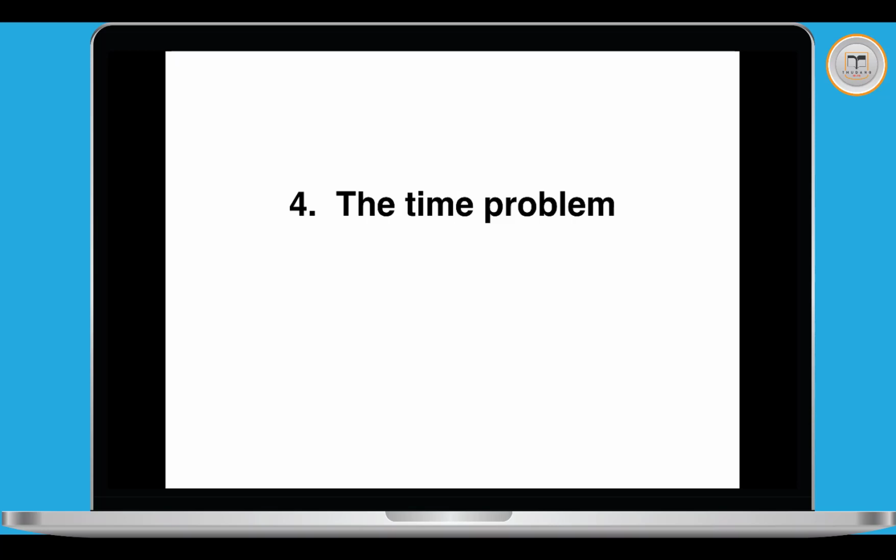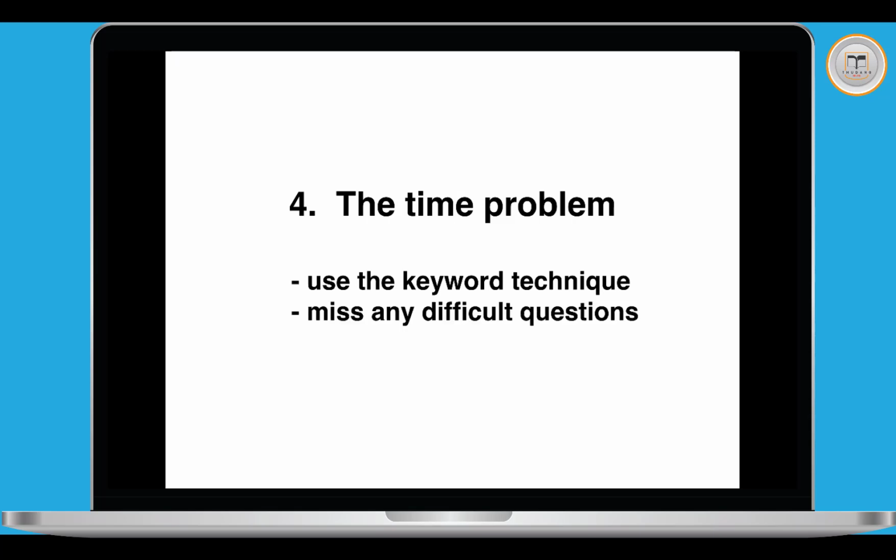A few tips then to summarize my advice about the time problem. You should be okay with time if you use the keyword technique well. Also, remember to miss any difficult questions. Move on, get to the end, do all 40 questions in the test, and then go back to the questions that you missed. It's best to leave the difficult ones, get the easy questions done. Anything that's taking you too long, it's too difficult to find the answer, you've got to miss it and move on.